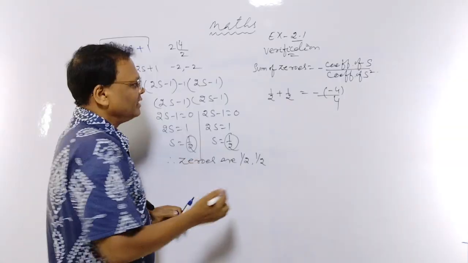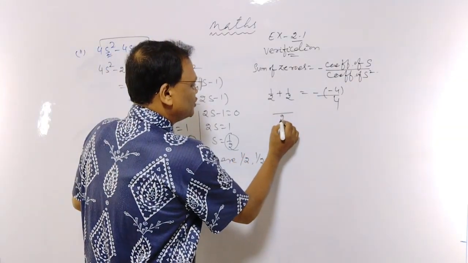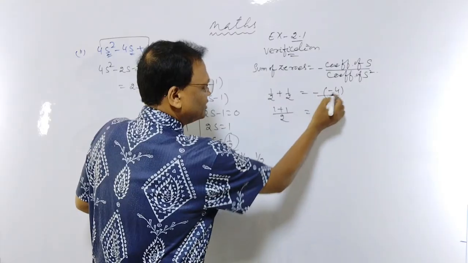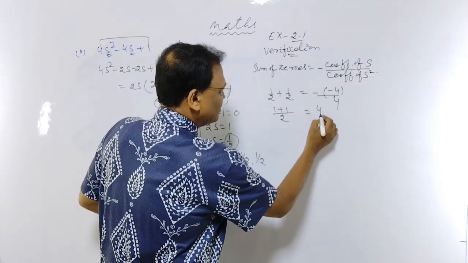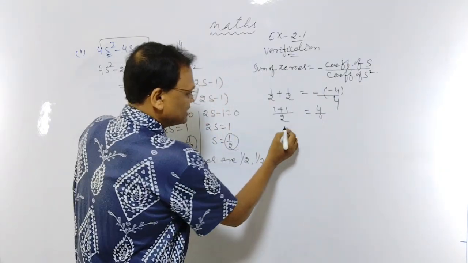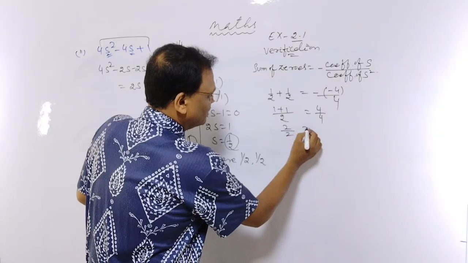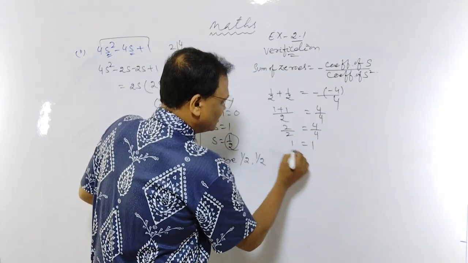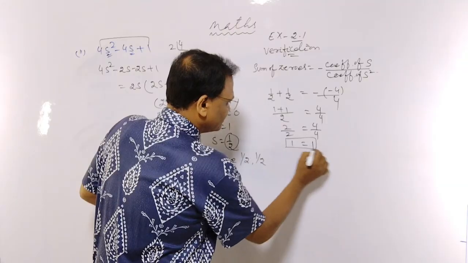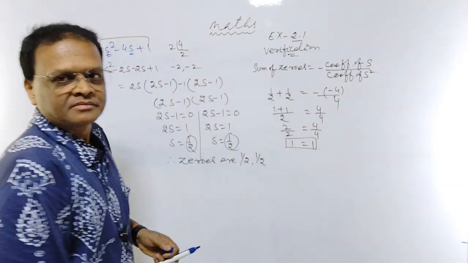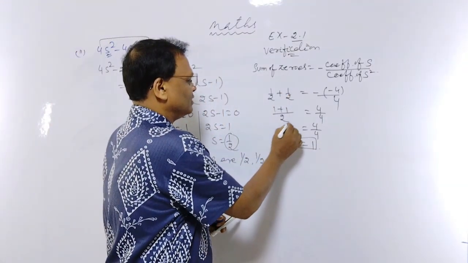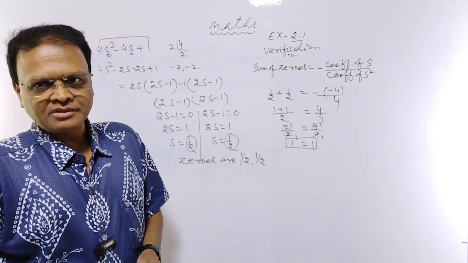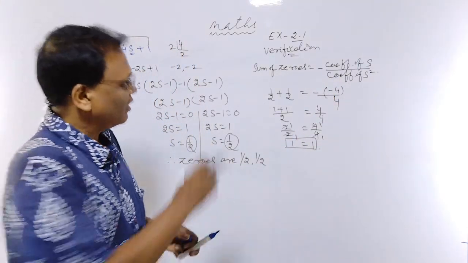So let me further simplify. What I am getting? 2 as it is, 1 plus 1, and this one becomes minus into minus plus 4 by 4. So this gives me 2 by 2. This gives me 4 by 4. That means 1 is equal to 1. It's verified. 2 1s are 2, 2 1s are 2, and this one is over. So the first part of the question, the verification, is over.